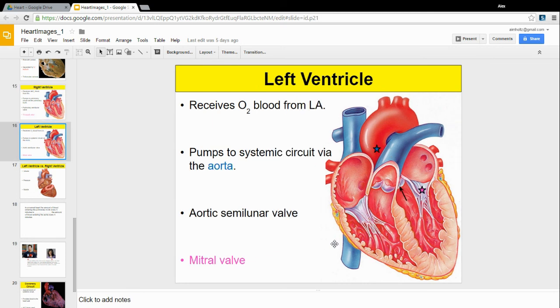All right, left ventricle. There it is. It gets oxygenated blood from the left atrium and pumps to the systemic circuit via the biggest, awesomest artery in your body, the aorta. Look at that aorta right there. It's the ascending aorta where the star is.